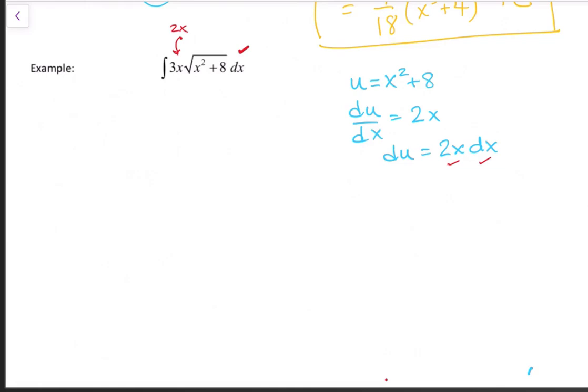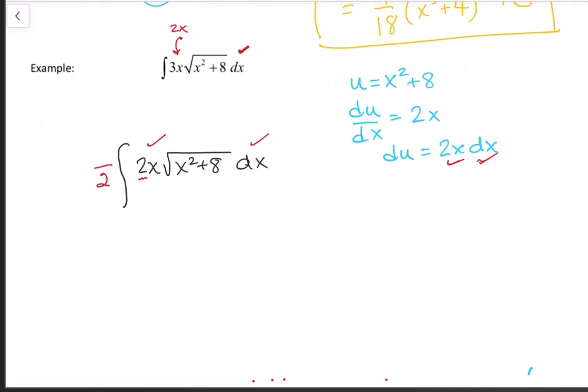So we're going to first rewrite this problem to make it look like I need it to look. So I want that to be 2x times the square root of x squared plus 8 dx. So that I can now check this off. 2x, got it, dx, got it. And so we have what we need. But now I have to remember that out front, I've got to undo what I did. So remember, to get rid of what wasn't there in the beginning, we're going to divide that out.